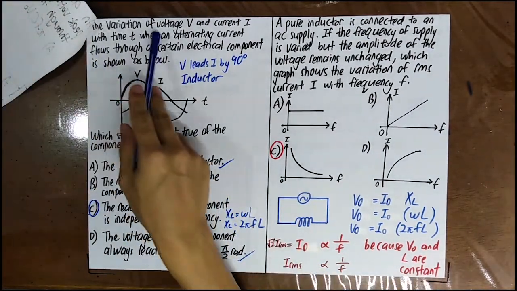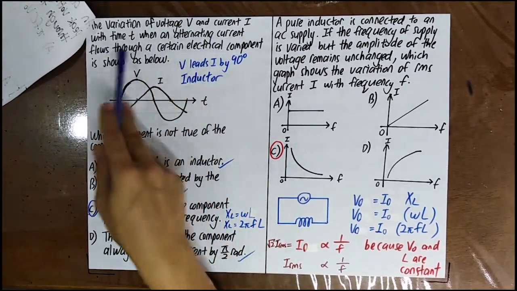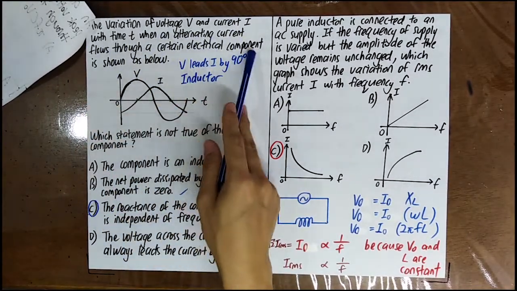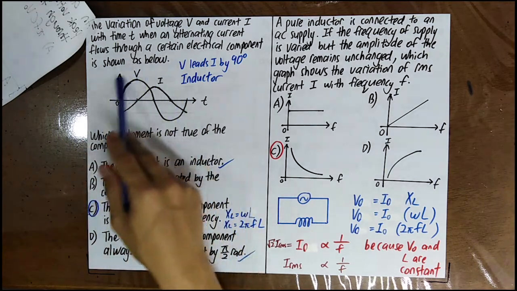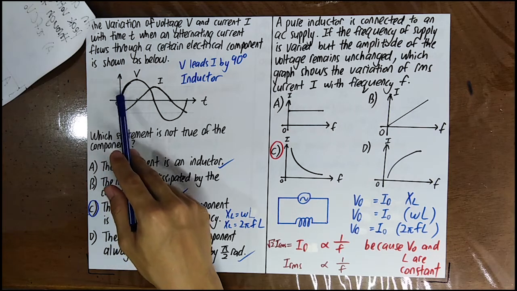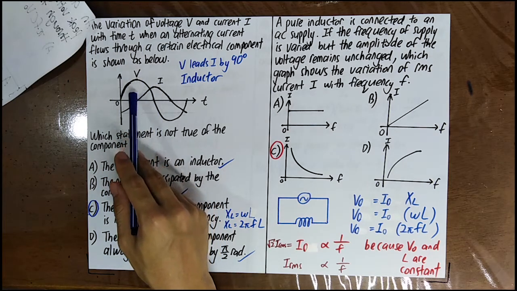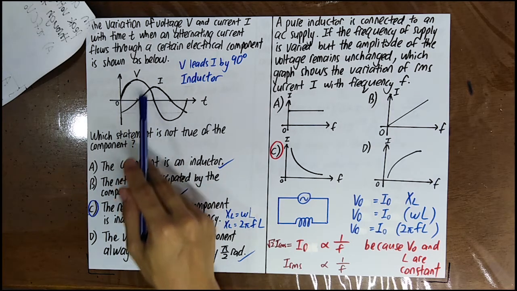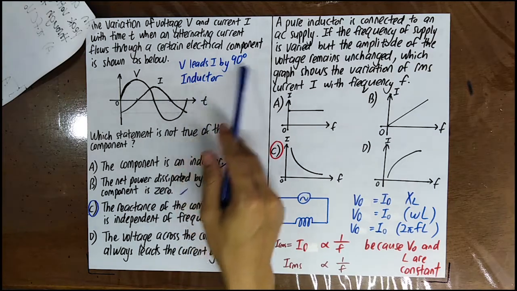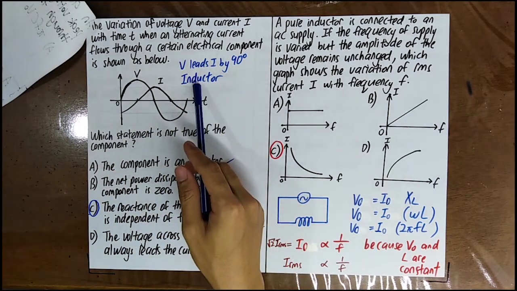The variation of voltage V and current I with time t when an alternating current flows through a certain electrical component is shown as below. Okay, from this graph, you know that V reaches maximum before the I. Okay, and then V leads I by 90 degrees. What is the component? The component is an inductor.